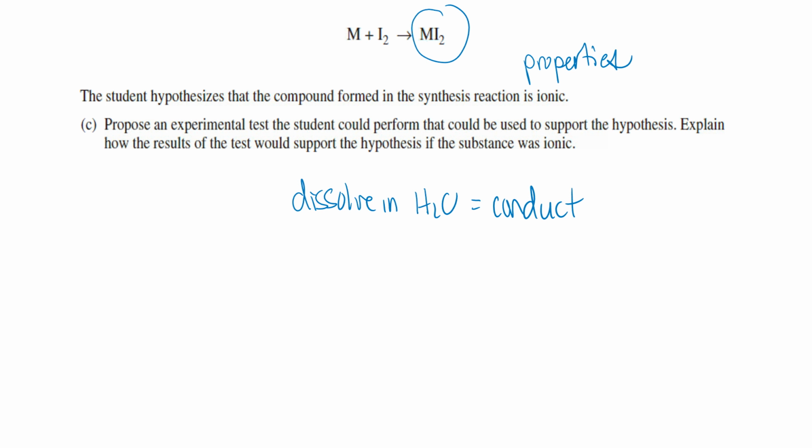So one thing you could do is you could say, I'm going to dissolve it in water and see if it conducts electricity. And that would give us an indication that it's an ionic compound. The other thing you might do, you might remember that a property of ionic compounds is you could test the melting point. And if you heat it up really high, it takes a long time to melt. If it has a high melting point, that would indicate that it's likely an ionic compound. So either one of those would work.